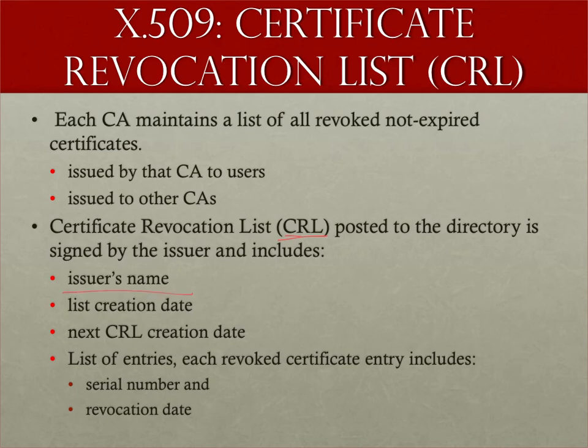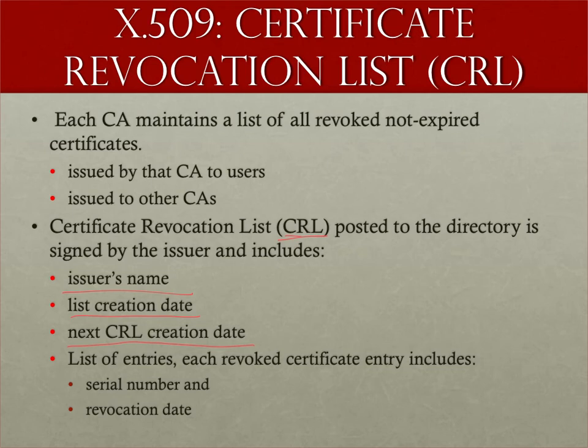It contains the issuer name or the certificate authority, the list creation date, and the next CRL creation. Why? The certificate authority says that the next revocation list is going to be issued after 1 week. Why do we need to store this? Because if any server or any node wants to check whether this certificate is revoked or not, they have to look at the certificate revocation list that they received from the certificate authority.